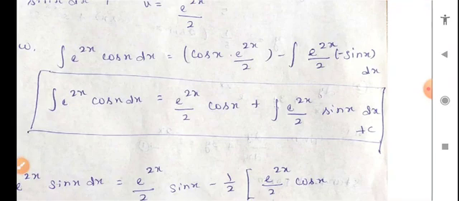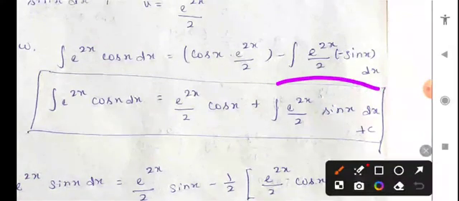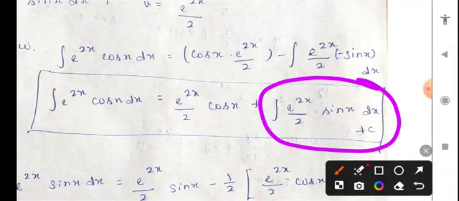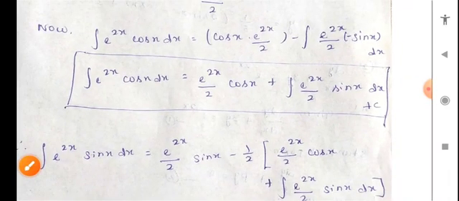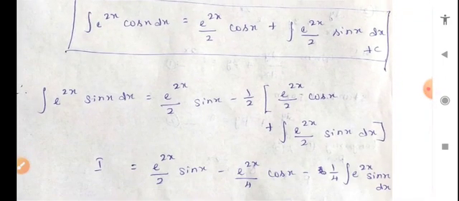Now you can see that this is again coming in the product form. Look at the term itself: what we are getting is integral over e power 2x into sin x dx. This is the given sum also, so we denote this as I.